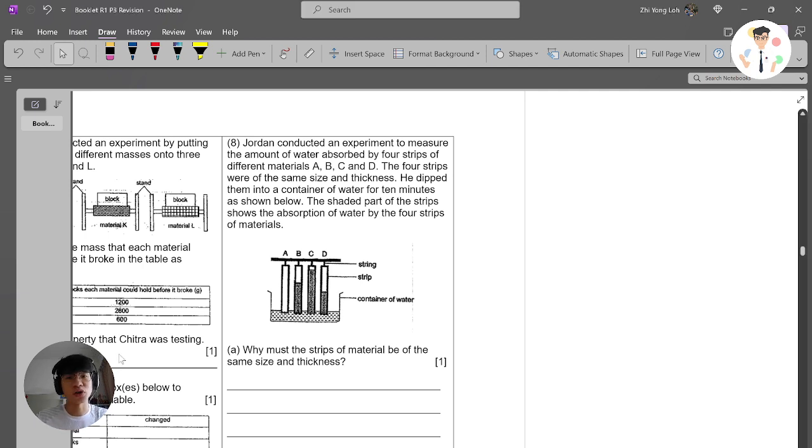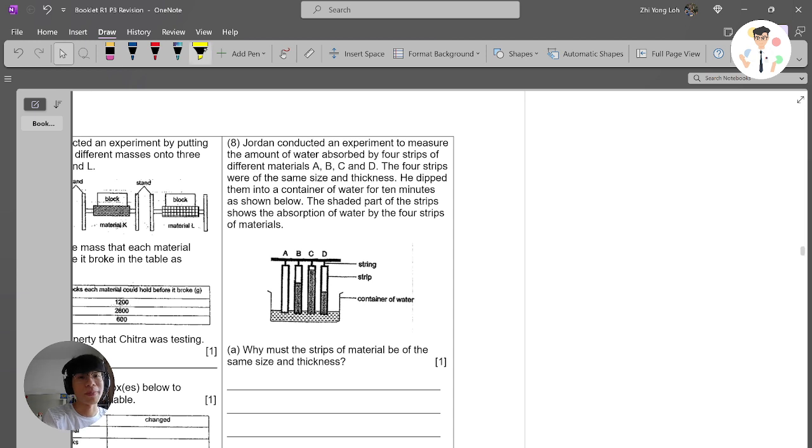In this question, Jordan conducted an experiment to measure the amount of water absorbed by the 4 strips of different materials A, B, C, and D. Let me just highlight this. These 4 strips were of the same size and thickness, and he dipped them into a container of water for 10 minutes. The shaded part of the strips shows the absorption of water by the 4 strips. So basically, this shaded part is the water that's being absorbed.